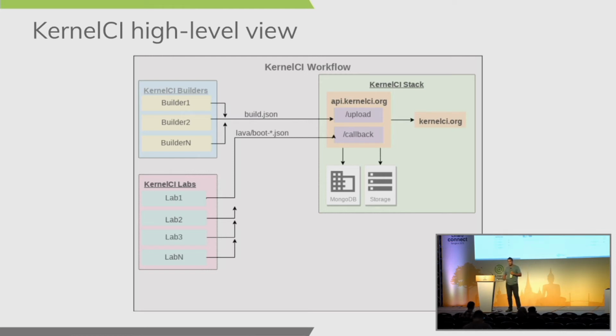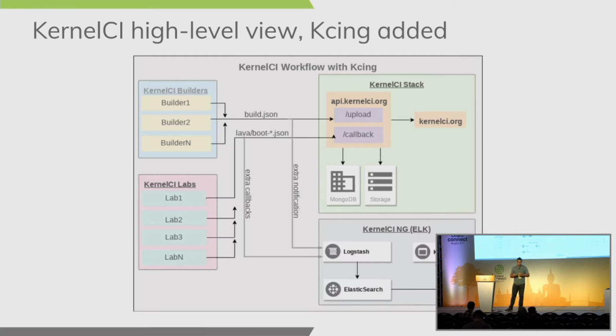What we want to add here is an extra step, because we don't want to replace KernelCI at all. We just want to add an alternative way to visualize the data using the Elk stack. We are not going to change anything that happens today in KernelCI, we're just going to duplicate the data. So instead of only having the build.json sent to KernelCI infrastructure, we'll have a fork sending to our infrastructure. We'll also have the Lava and boot.json files.